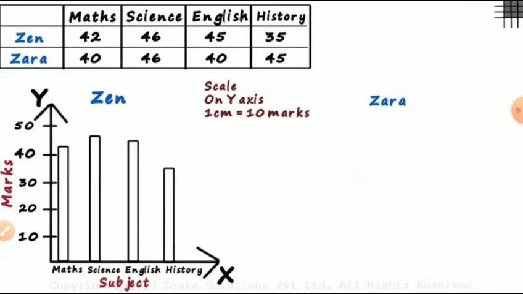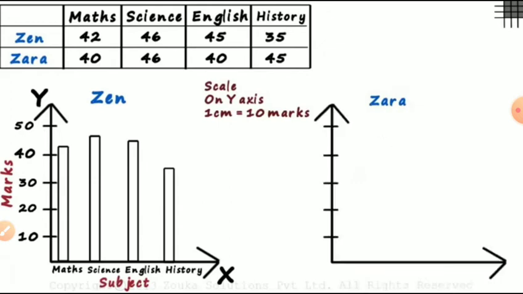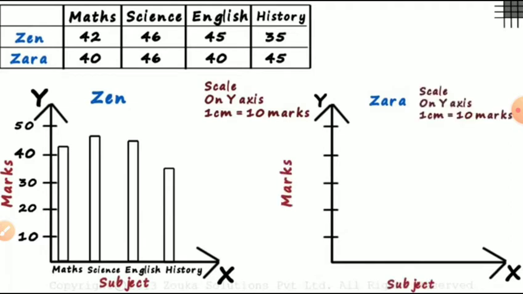We follow the same procedure. We draw the x and the y axis. We label the axis and choose the same scale. 1 centimeter is equal to 10 marks on the y-axis. On the x-axis, we have the same 4 subjects: maths, science, English, and history.